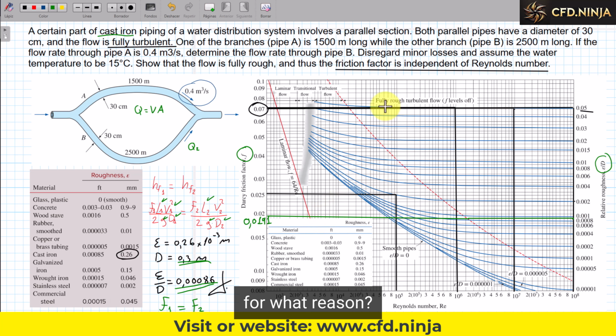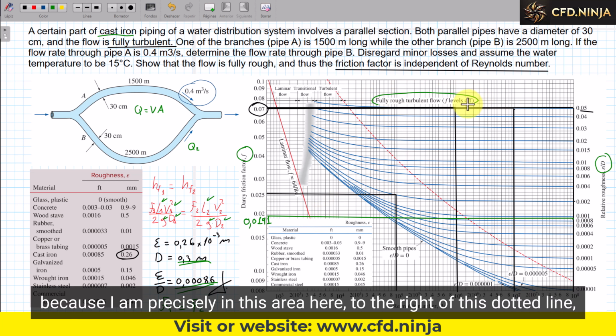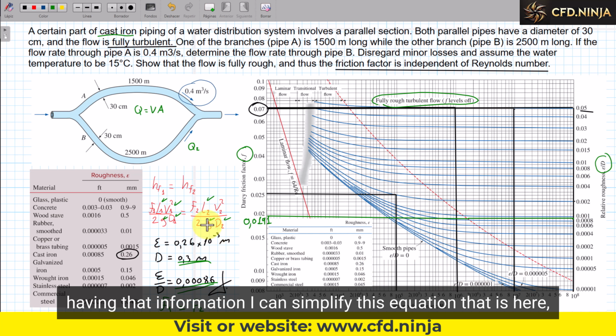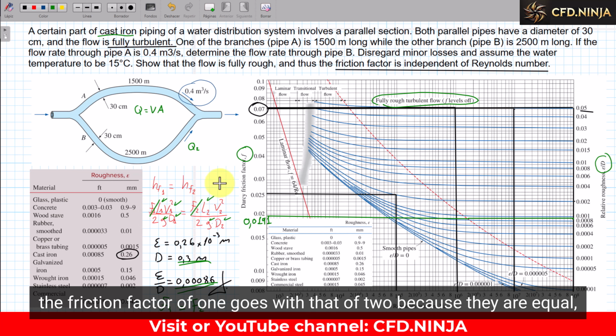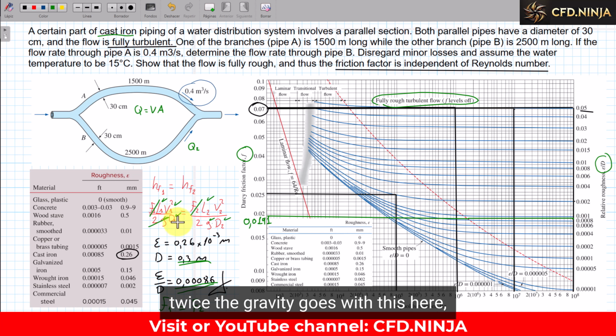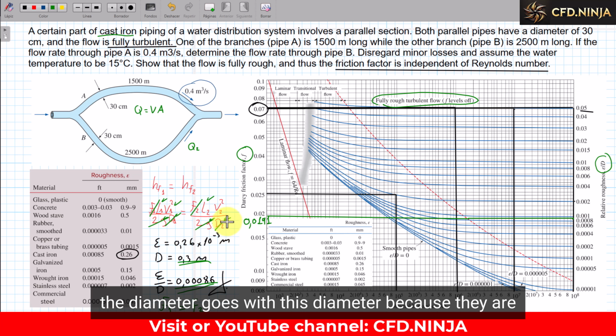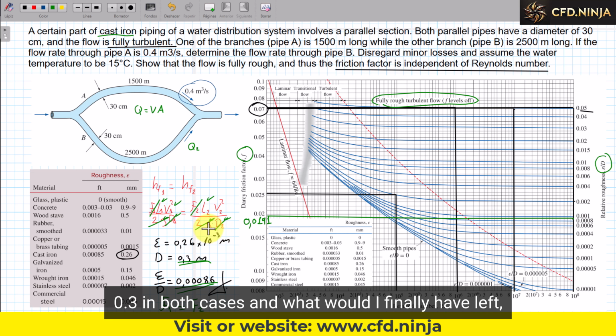For what reason? Because I am precisely in this area here, to the right of this dotted line. Having that information, I can simplify this equation that is here. The friction factor of 1 cancels with that of 2, because they are equal. Twice the gravity cancels with this here. The diameter cancels with this diameter, because they are 0.3 in both cases. And what would I finally have left?